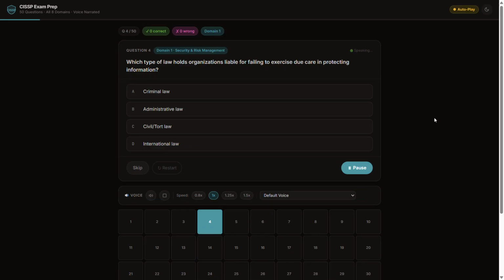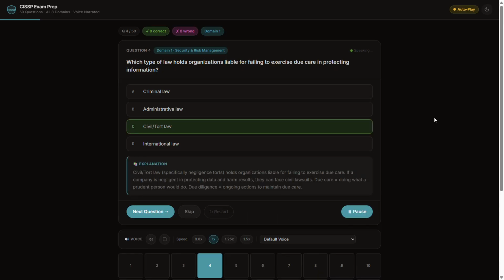Question 4. Which type of law holds organizations liable for failing to exercise due care in protecting information? Options: A. Criminal law. B. Administrative law. C. Civil/tort law. D. International law.